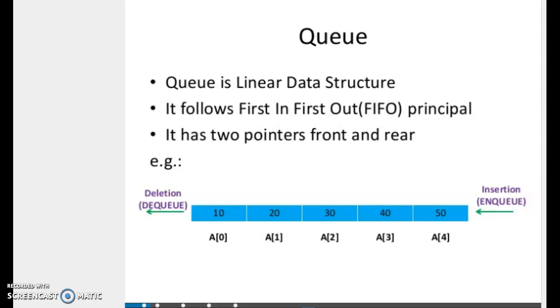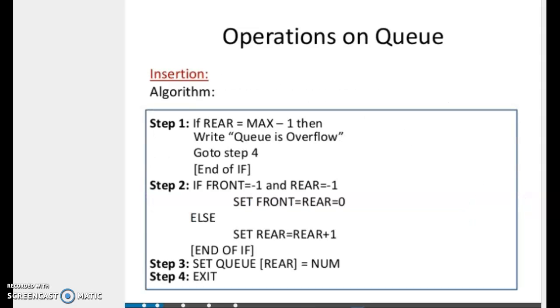When I am inserting 20, the rear pointer will be incremented by 1 at A of 1. That means the 20 value. Then after, if I am inserting 30, the rear pointer will be incremented again by 1. When I am inserting 40, the rear pointer will be incremented by 1, and at last 50, the rear pointer will be situated at the last point. Suppose I am inserting one more element, a sixth element, okay, it shows me that your queue is overflow.